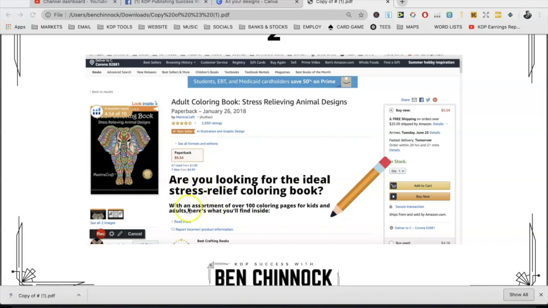But here's the cliffhanger. If you read it, with an assortment of over 100 coloring pages for kids and adults, here's what you'll find inside. And they have to press this read more to see what you'll find inside, which is a really, really good way to get them to read more and spend more time on your product.